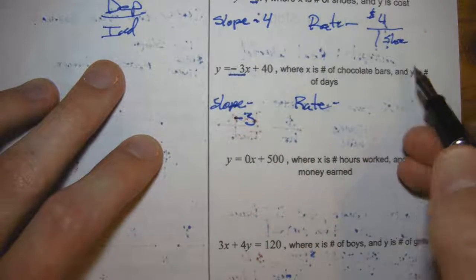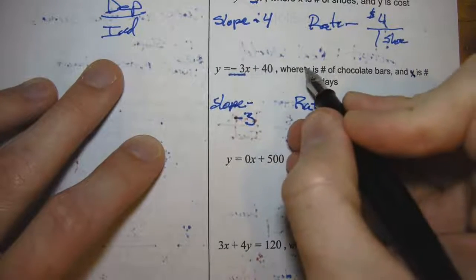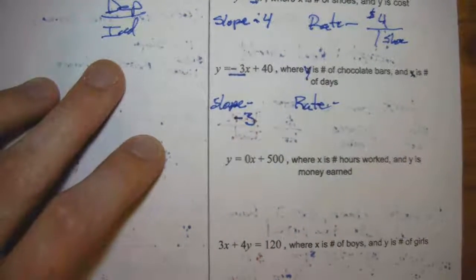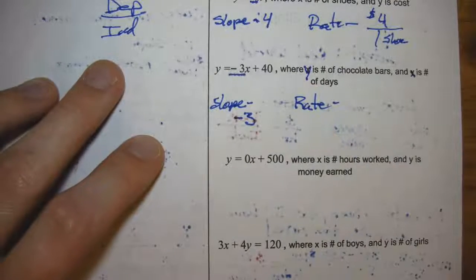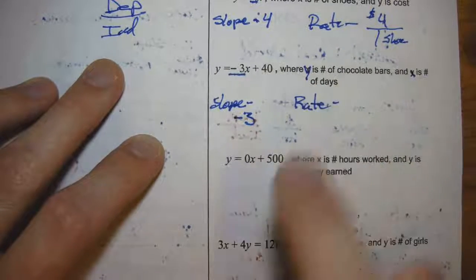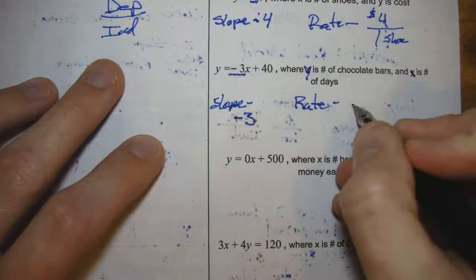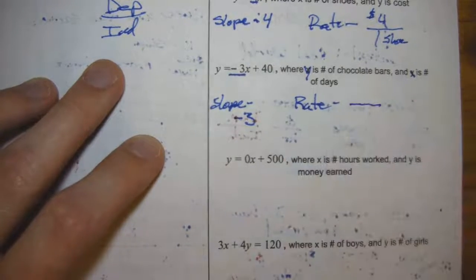I think X should be number of days. Y should be the number of chocolate bars. Yeah, because remember, days are almost always your X variable, and in this case it should be. I must have mistyped that. So no harm, no foul. We can change it out. So X is the number of days that have elapsed. That means Y is the number of chocolate bars.